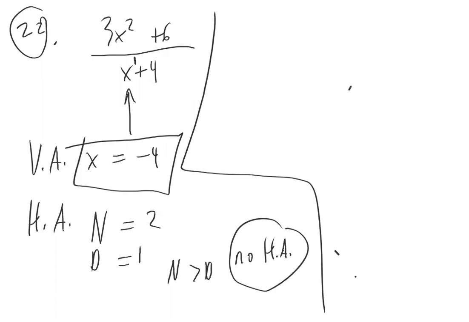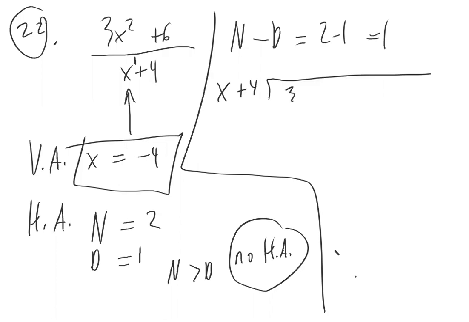And then your third question says, what's the oblique asymptote? There's an oblique asymptote if the numerator power minus the denominator power is equal to 1. So the numerator minus the denominator is 2 minus 1 equals 1. So there is an oblique asymptote. And the way you find it is by taking the denominator and dividing it using long division into the numerator. So 3x squared plus 0x plus 6.